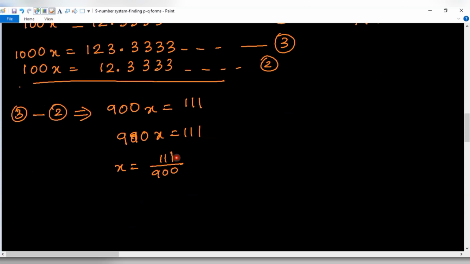111: when we add 1 plus 1 plus 1, we are getting 3. That means 3 is a multiple of 3, so 111 is also a multiple of 3. We can divide it by 3. And 900, of course, is a multiple of 3. So we can divide both numerator and denominator by 3. 3 times 3 is 9, remainder 2 will be here. 2 and 1, 21. So 7 times 3 is 21. There it is, 37 by 300. So this is the answer.